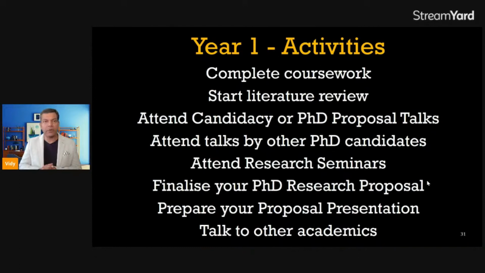If the students are required to undertake coursework on research, mostly it is research methodology related units that you have to take, and that can be done in the first semester of your enrollment. You should start your systematic literature review during the first semester, or the first 6 months of your PhD. Ideally, you can also attend candidacy or PhD proposal talks, where other PhD students are presenting their proposal to a panel.